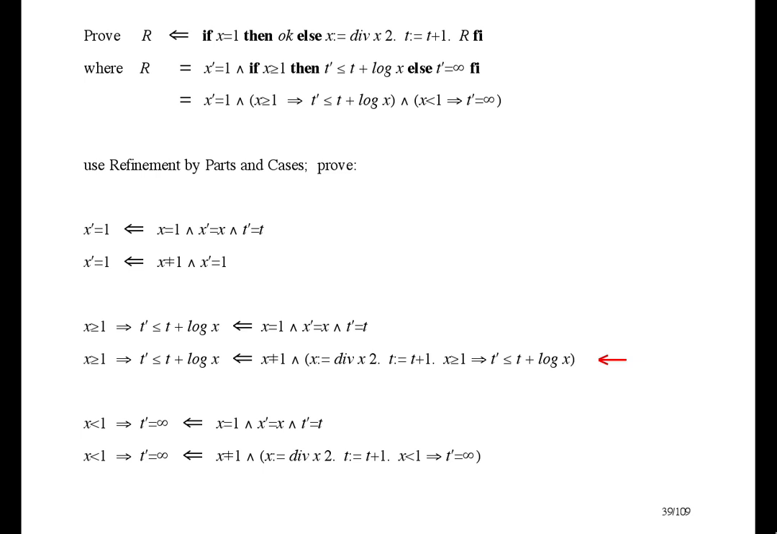Next, we simplify the pieces inside these parentheses. This time there is a t to be replaced, and there are two occurrences of x to be replaced. It should say div x2 is greater than or equal to 1 implies t prime is less than or equal to t plus 1 plus log of div x2. So here we go. And the bottom line one has an x to replace, but no t to replace. And we get div x2 less than 1 implies t prime equals infinity.